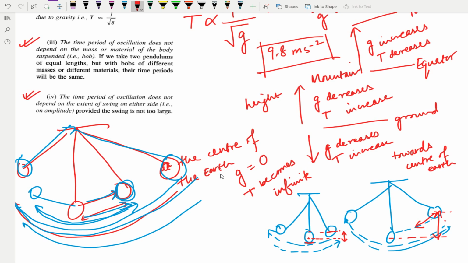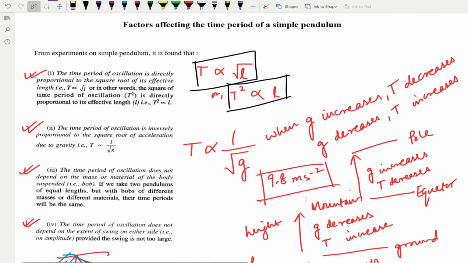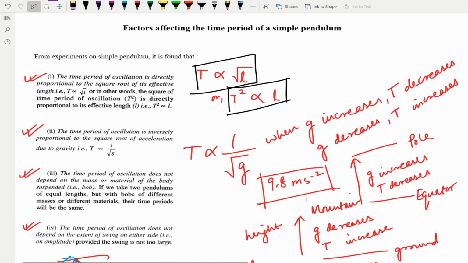Now if this increases, the velocity increases, so it is covering more distance with more velocity, so the time taken is same. Understood? Had the velocity been same, the distance has been increased, the time period would have increased, it would have taken more time. But since the velocity also increases with increase in amplitude, the time taken is same. So these are the factors on which the time period of a simple pendulum depends.